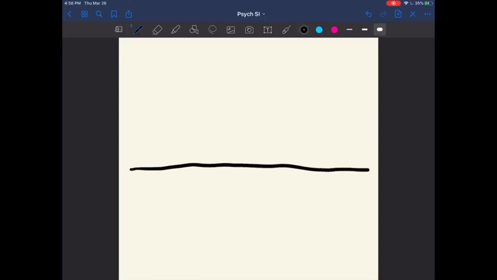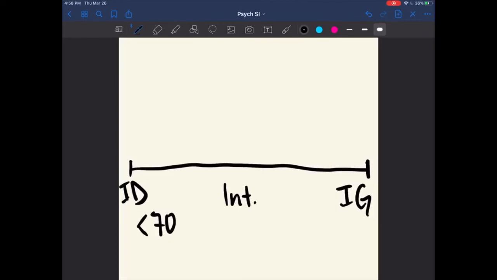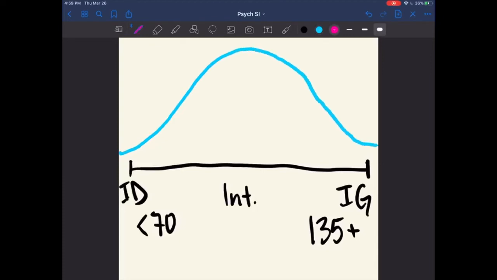So let's say this is intelligence. Over here we've got intellectual disability. Over here we've got intellectual giftedness. So remember, intellectual disability is a score of 70 or lower. Intellectual giftedness is a score of 135 or more. For boys, it's going to look something like this. And for girls, it's going to look something like this.